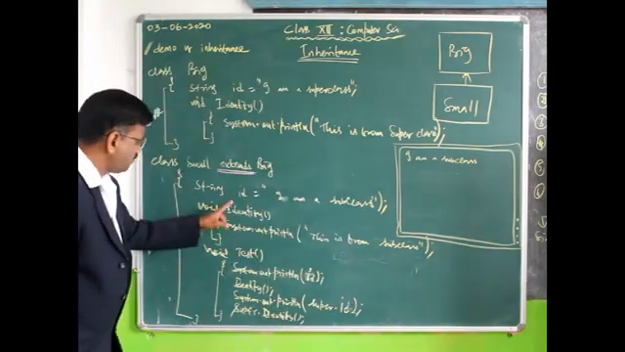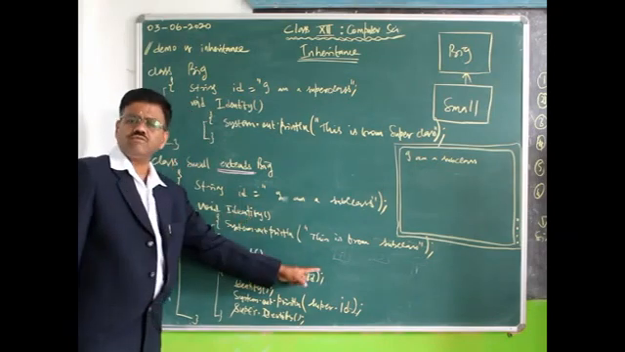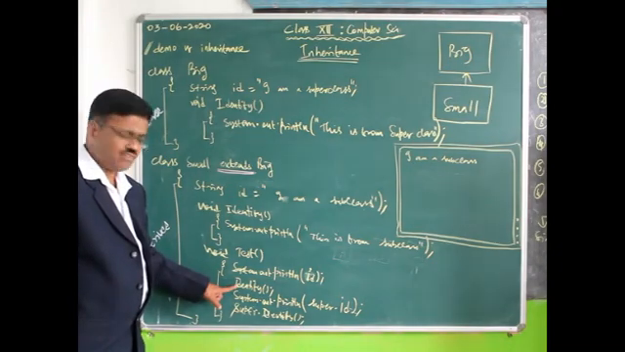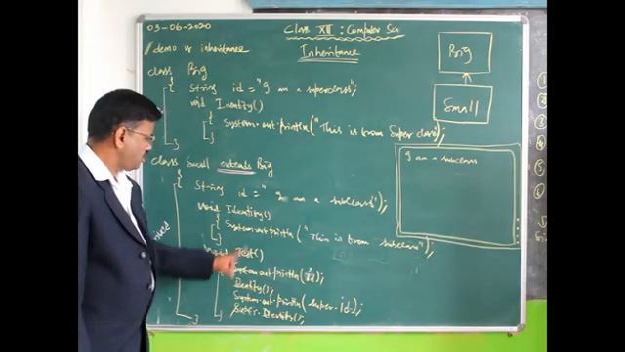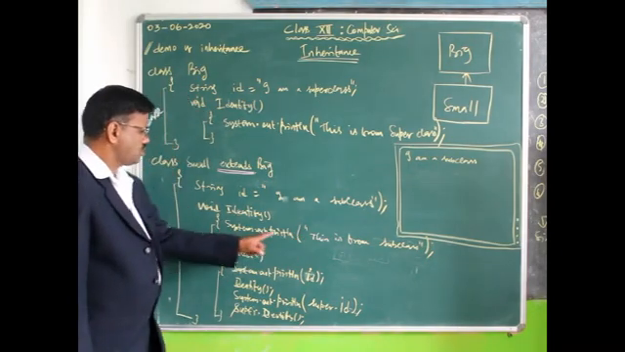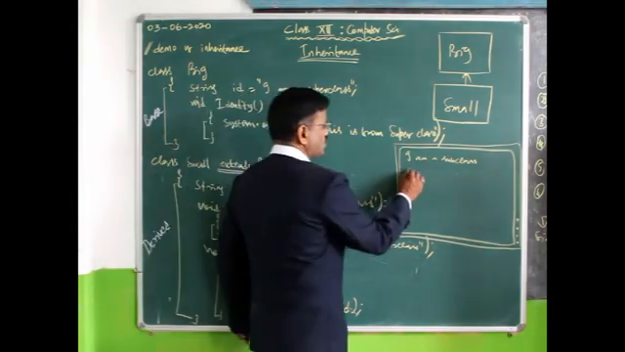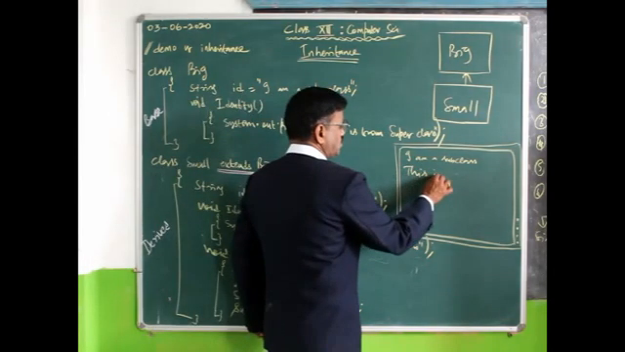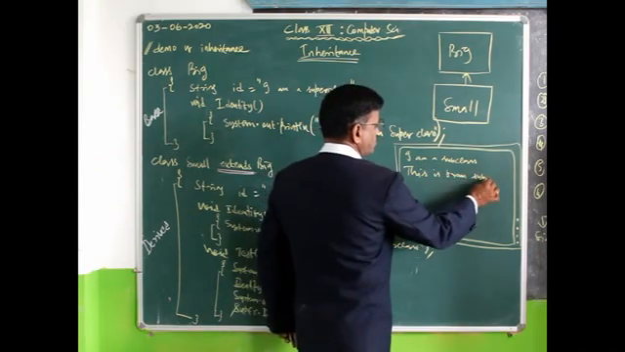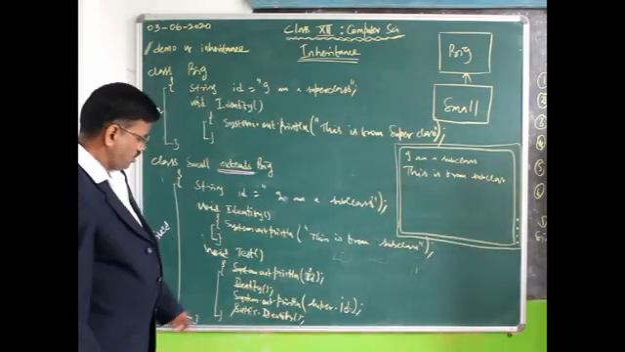Whenever I say ID, I mean the local variable ID. What do I do? I invoke, I call a function called identify. What will identify display? It will display: this is from subclass.